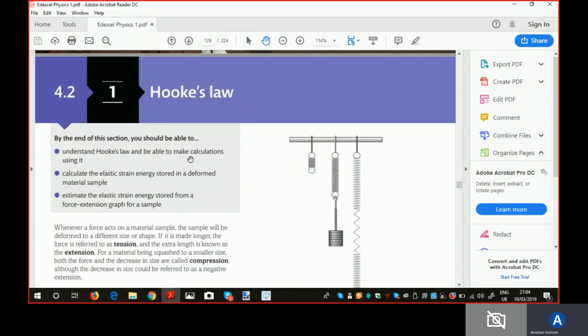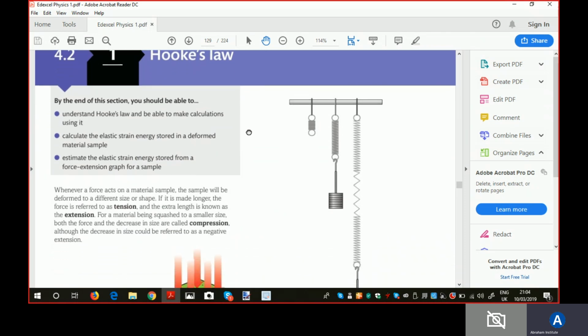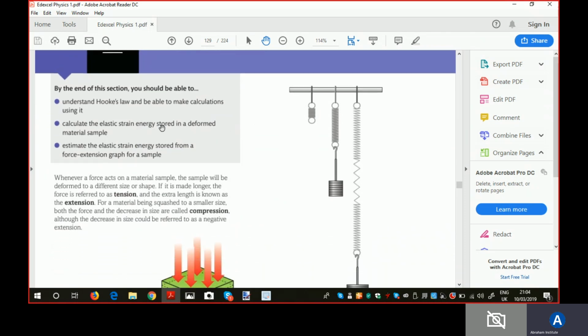By the end of this section, you should be able to understand Hooke's law and be able to make calculations using it. So we will have some equations, F equals kx and so on, and then calculate the elastic strain energy stored in a deformed material. And this is also called the work done on the deformed material. In our case, it would be a spring.